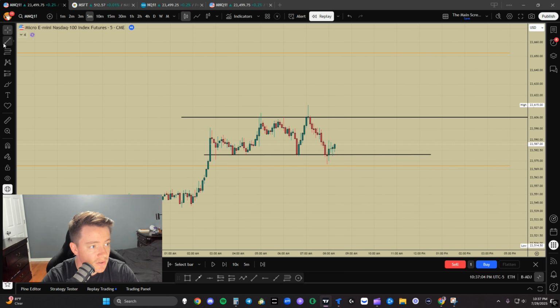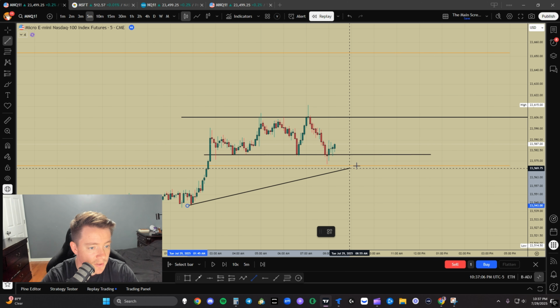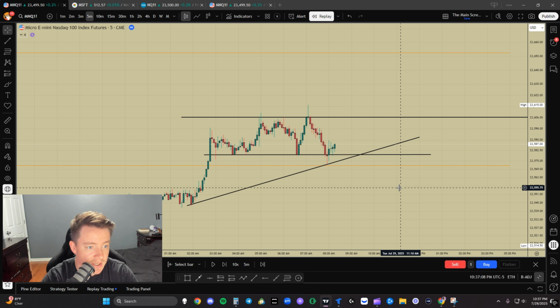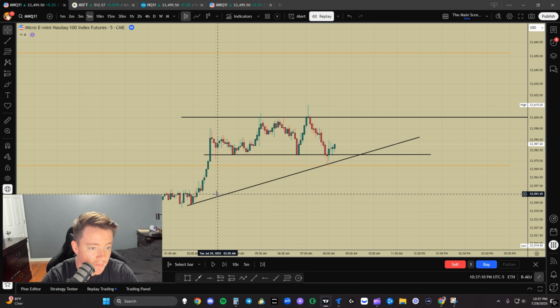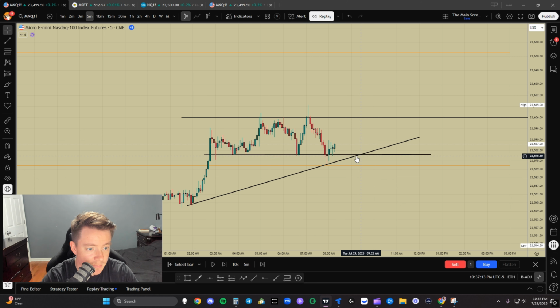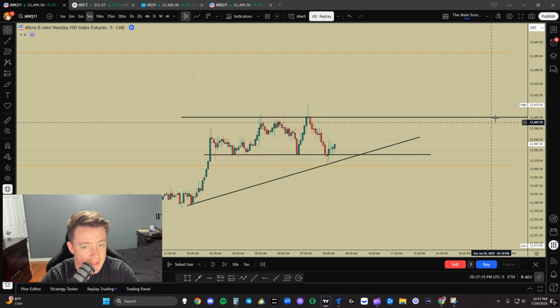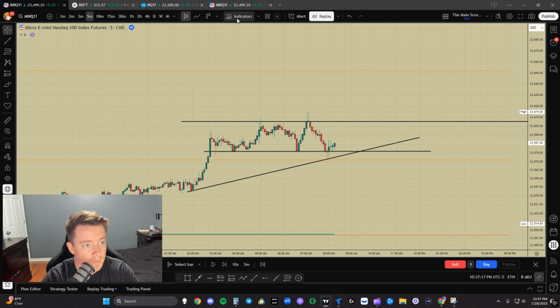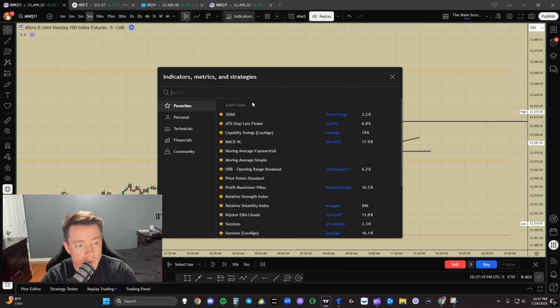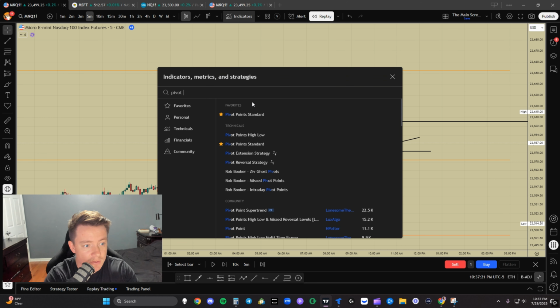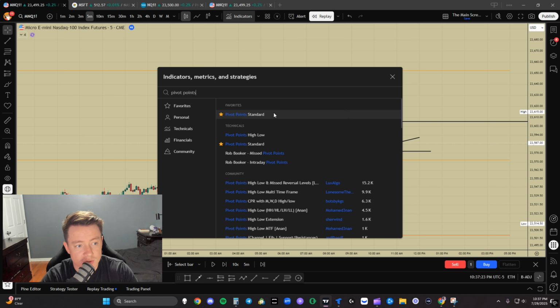Now, one thing that I did do on this day as well, we do have some trend lines, as you can see here. So I did mark that off. I was anticipating if we broke this support, broke this trend line, and this is a pivot point right here. If you are new and you haven't seen, one of the indicators that we do use is pivot points. It's just right here, pivot point standard, and that's exactly what that is.